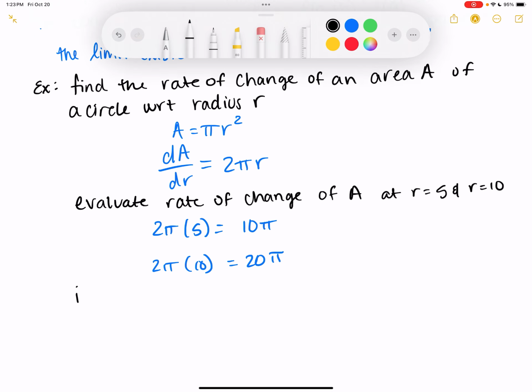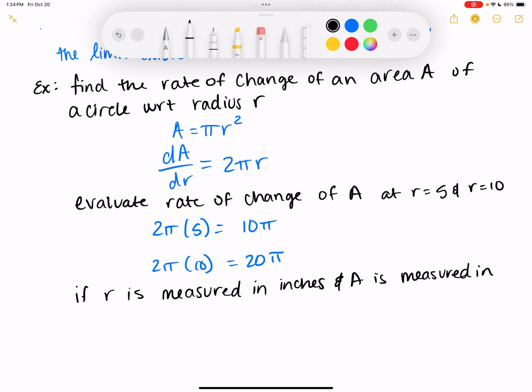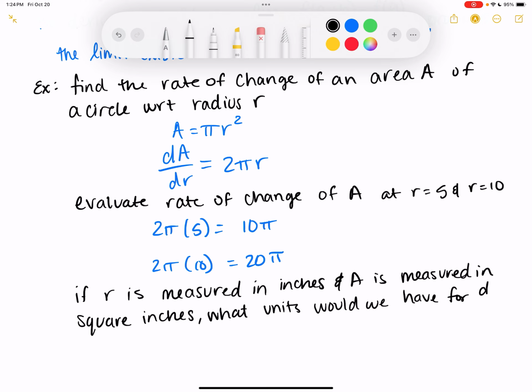And then if r is measured in inches and A is measured in square inches, what units would we have for dA/dr?